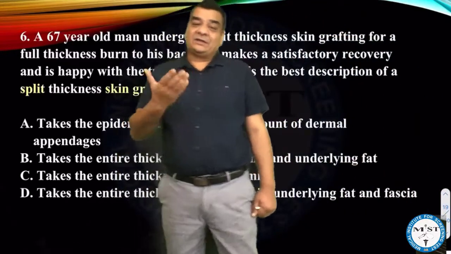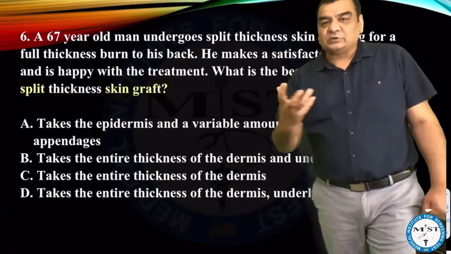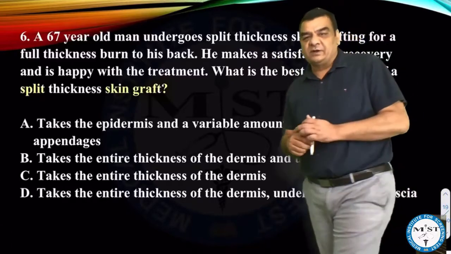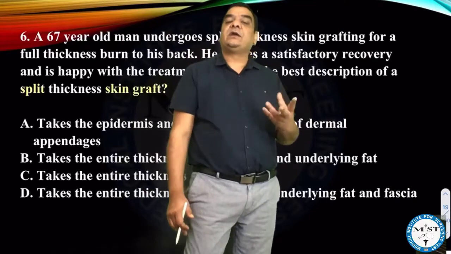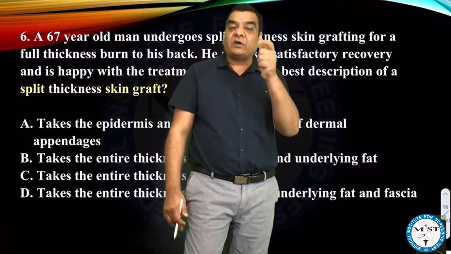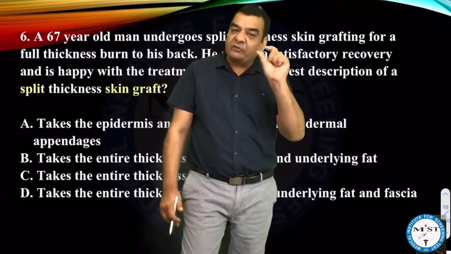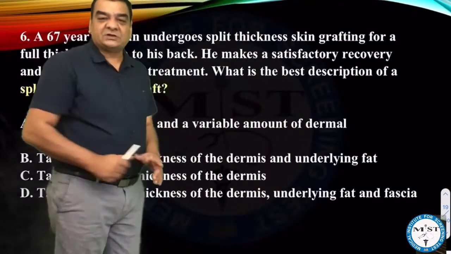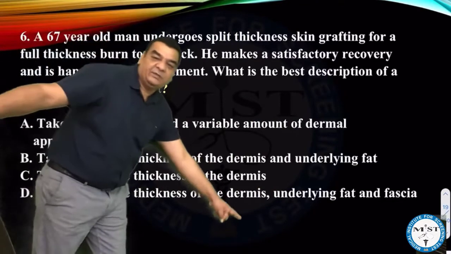Basically, in the three options, he is just trying to confuse us about whether we take the entire dermis or not in a partial thickness graft. And we know in a partial thickness graft, it is the superficial dermis which is taken and not the complete dermis. So that was the area where the MCQ setters were trying to trap. In all these options, he is focusing on the entire thickness of the dermis.